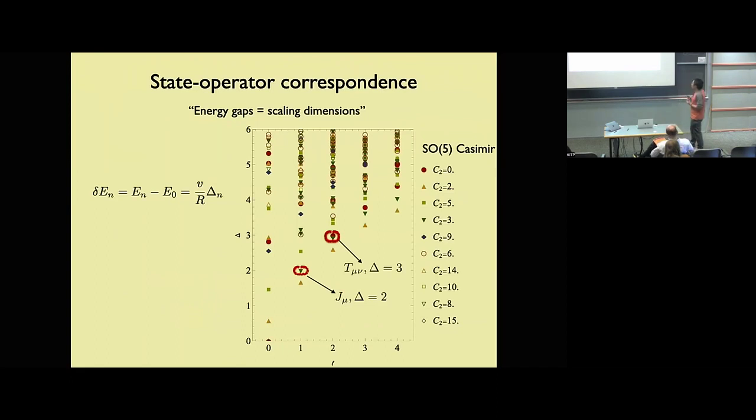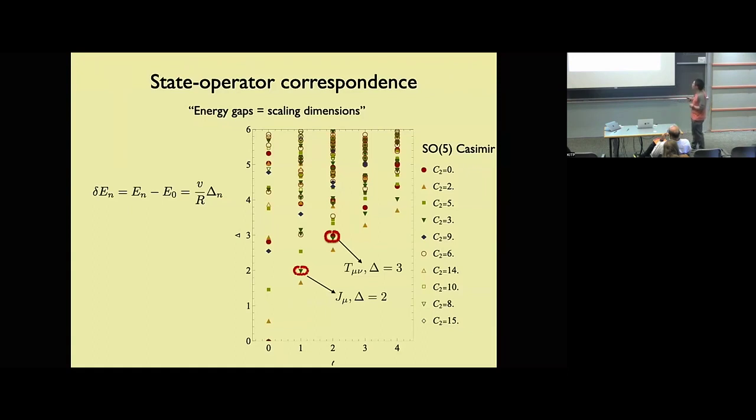For this model, there will be 2 such operators. One is what we call the stress tensor, which corresponds to the conservation of translation, momentum and energy. We know that its scaling dimension will be 3, it will have SO(3) angular momentum 2, and it will be a singlet of SO(5). I forgot to mention that different symbols here correspond to different representations of SO(5), and we list the SO(5) Casimir of those representations. So we can find the stress tensor.